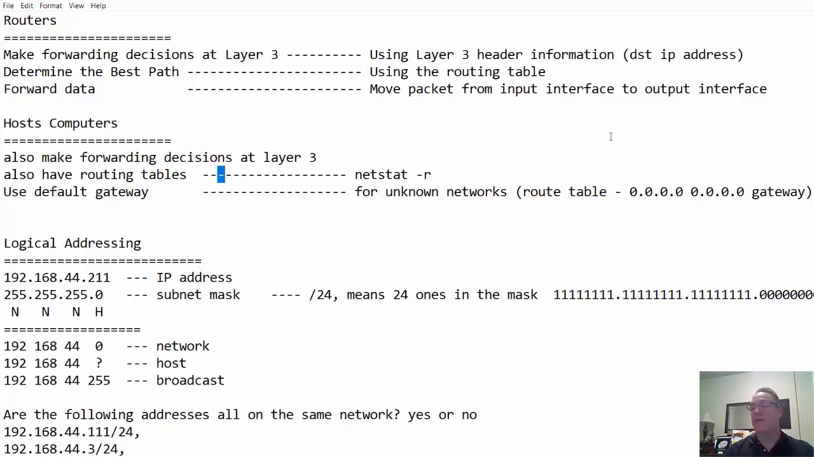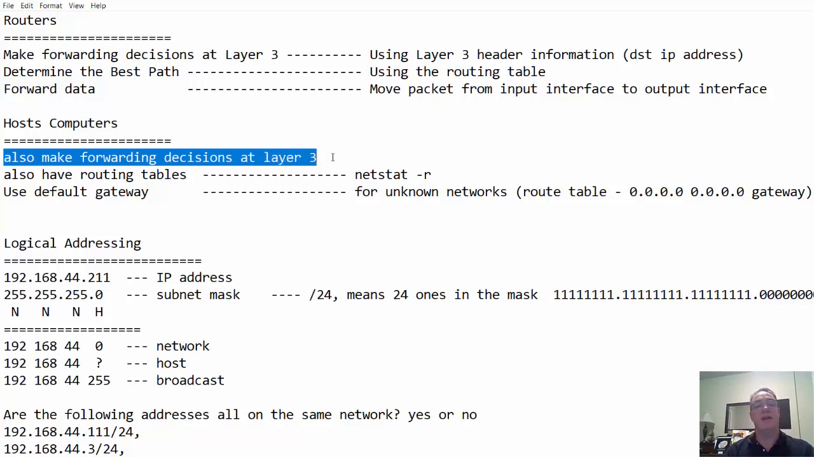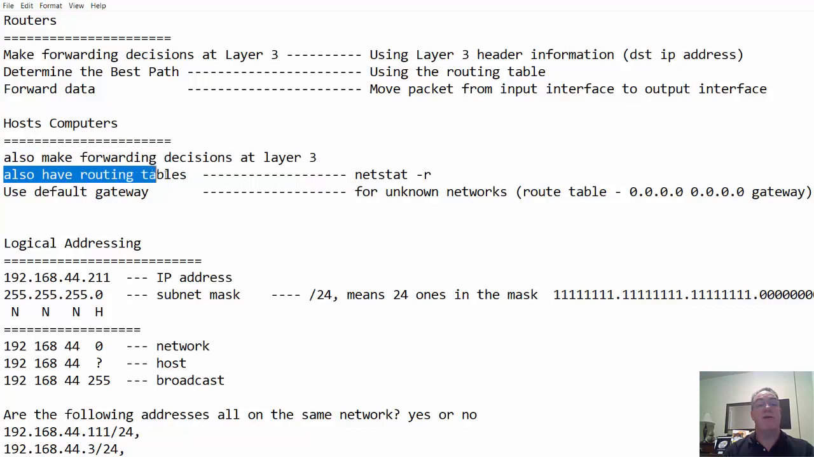So in other words, the packets are coming in on one interface, and they need to get forwarded oftentimes out of another interface. All right, now what about our host computers, my PC, my laptop? Well, our computers can also be routers. In other words, they also make forwarding decisions at layer 3. My computer also has a routing table. You can see the routing table by putting in the command line netstat -r. Netstat space -r, and you'll see your routing table.